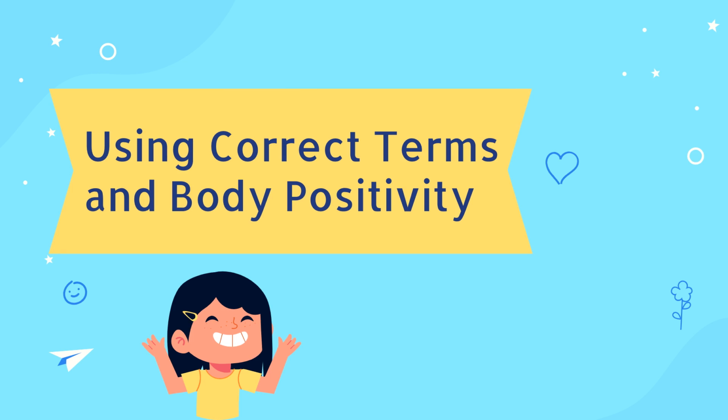Using correct terms and body positivity. When speaking with your child or adolescent, it is important to always use correct terms for their anatomy. You will want to teach correct names of the body parts, which includes their genitals. As you are teaching a child their body parts and anatomy, say to them, point to your toes, knees, penis or vagina, belly button, elbow, chin, and so on. This teaches the child that their genitals are part of their bodies and nothing to be ashamed of.